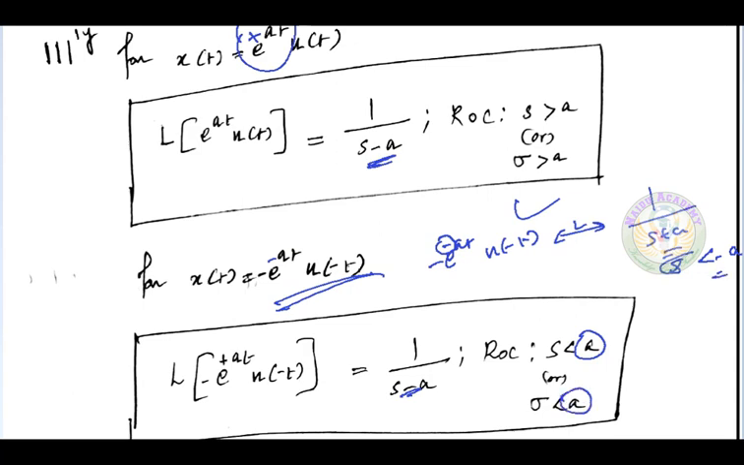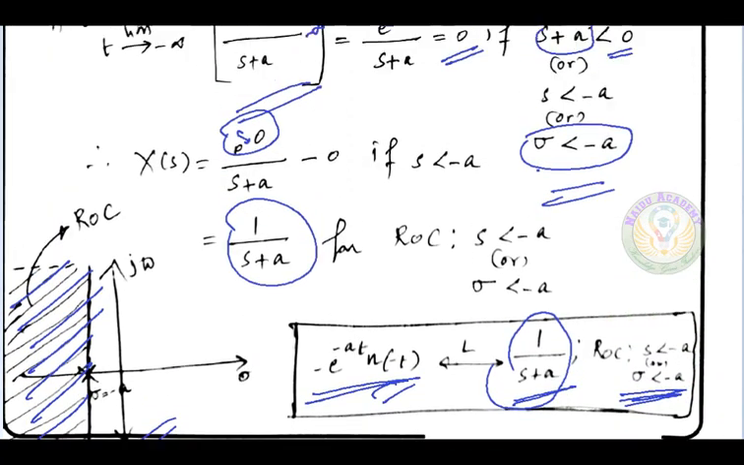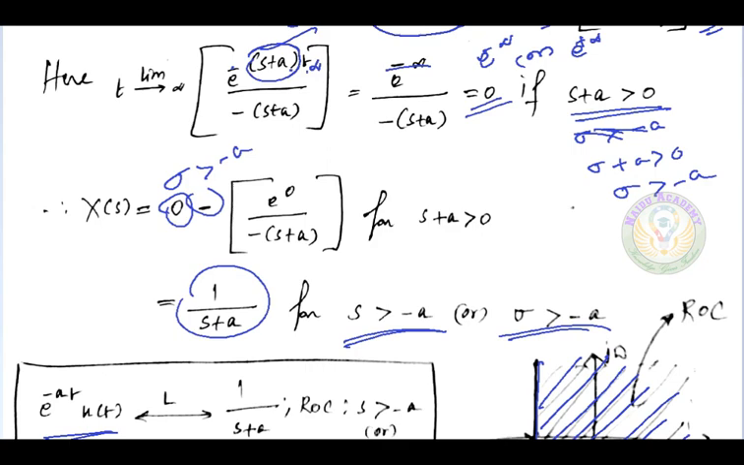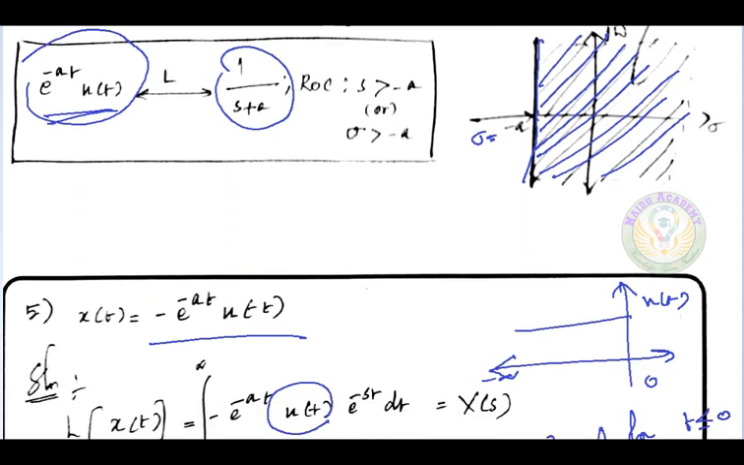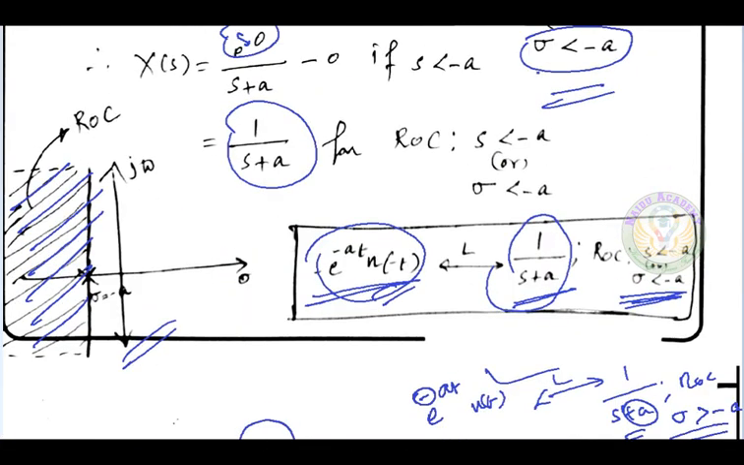That's the easy conversion. One important thing I forgot to tell you: what is the significance of ROC? See, for this function and this function, the Laplace transform is the same. So when you are going to take the inverse Laplace transform, it is hard to tell whether the original signal is this or this, because both Laplace transforms are the same. We should have some clue whether the original signal is this signal or that signal.